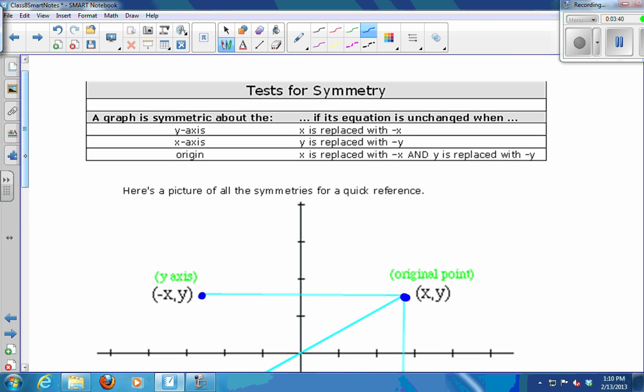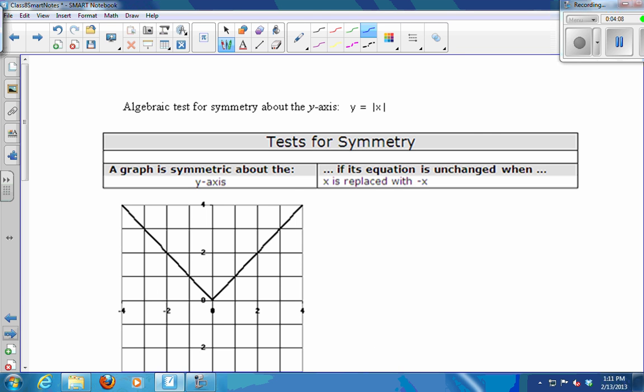To test for y-axis symmetry, replace x with negative x. If your equation remains unchanged, then you know you have y-axis symmetry. For x-axis symmetry, replace y with negative y. If the equation is unchanged, you have x-axis symmetry. And then for origin, replace x with negative x and y with negative y. If the equation is unchanged, you have origin symmetry. So I'll do an example of each.